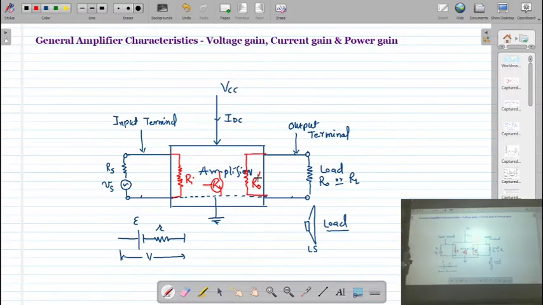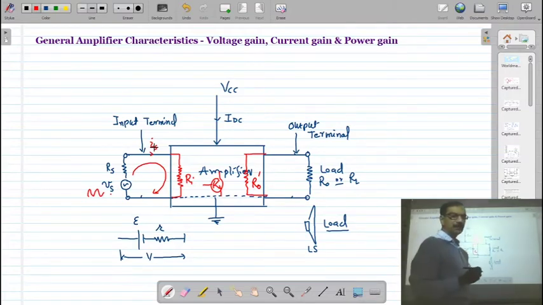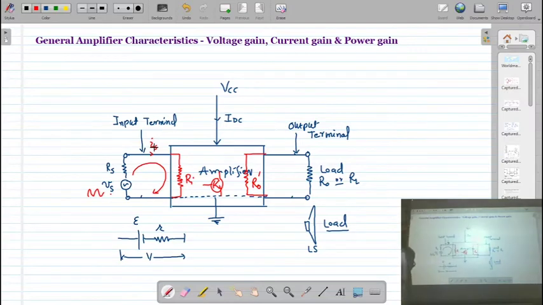Okay. Now when we apply a signal, here my input signal is very small like this. Then due to this signal, there will be a flow of current. Correct? This current is known as the source current Is, or it is also known as the input current for the amplifier circuit. And when the source current is flowing, then there is a drop across the resistance Ri.